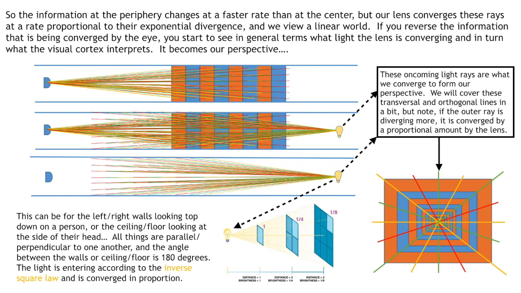So again, these oncoming light rays are what we converge to form that perspective, and we're going to cover that in more detail as we go. But this is kind of a cursory look at our perspective view. We'll cover what these lines represent as we go. There are transversal lines within this. These are the rectangular portions of this view, and the light rays that are coming off over here, the red and green and yellow radiating light rays, essentially become somewhat of orthogonal lines, but we'll cover that as we go.